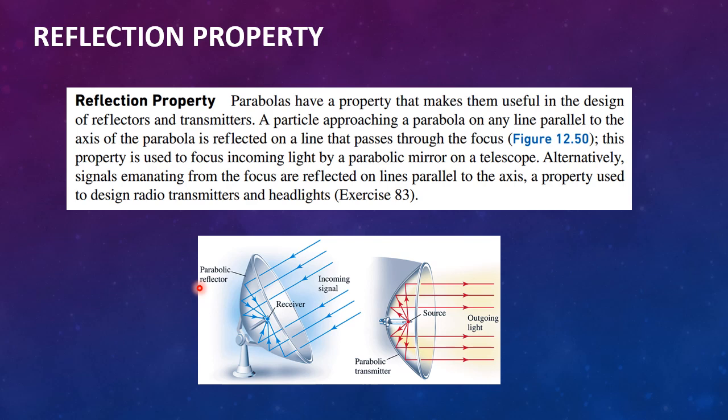Alternatively, as you can see in the other diagram, signals emanating from the focus are reflected on lines parallel to the axis. Here, when we have signals coming from the focus, all the signals are moving parallel, a property used to design radio transmitters and also headlights. You might want to check out exercise 83 in your textbook. There's a solution there for you.